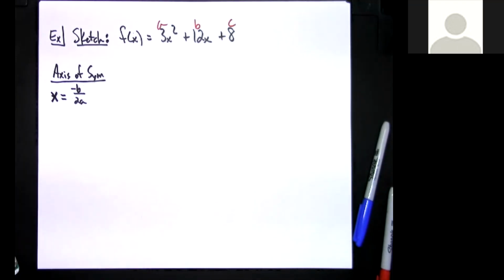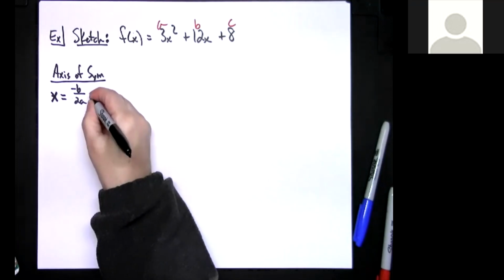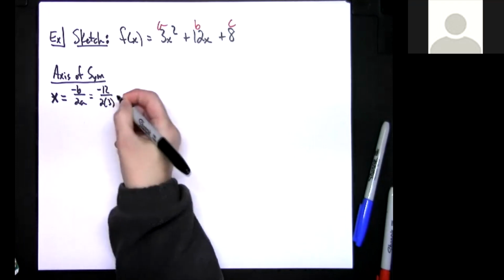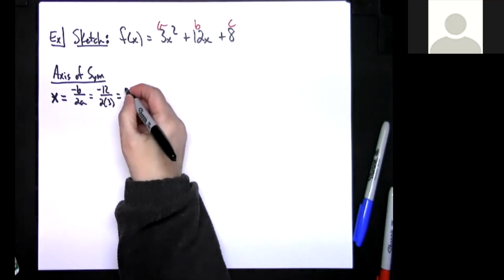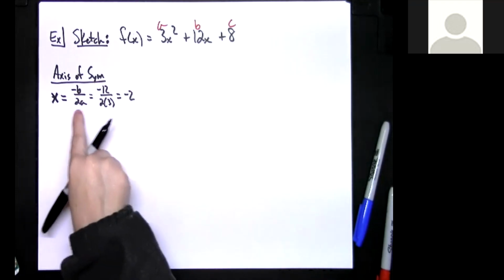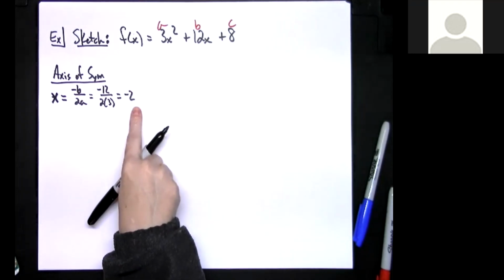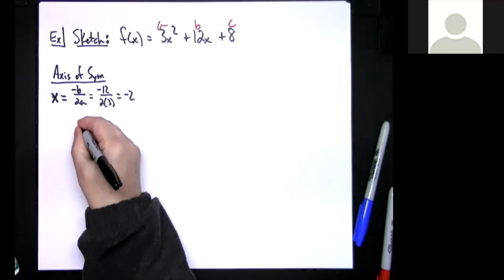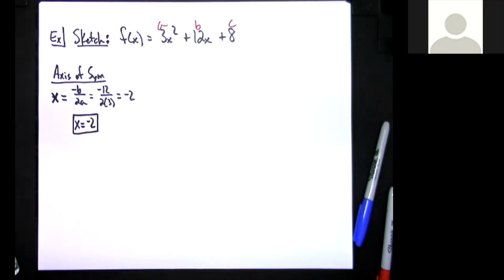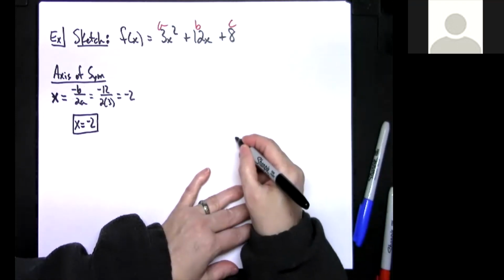Okay. All right, so let's plug in here negative 12 over 2 times 3. That'll be negative 12 over 6. So that's going to be negative 2. Now I can write the equation of this axis of symmetry, x equals negative 2. So I know that the axis of symmetry is going to be a vertical line that goes through negative 2. All right, so let's come over here and do our sketch.